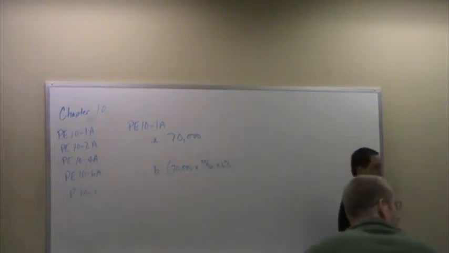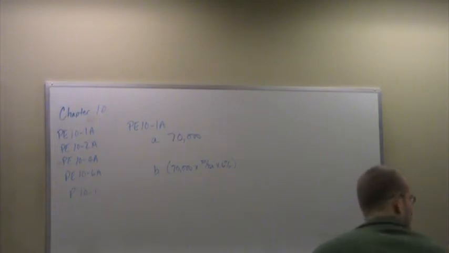So wouldn't you just get it, if we're getting a 6% break off of that, wouldn't it just be 70,000 times 6%?